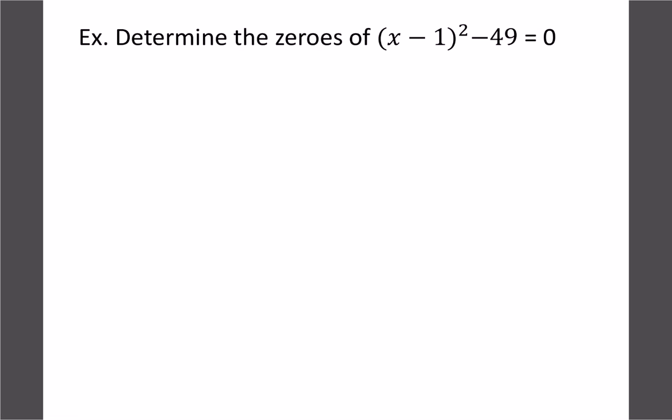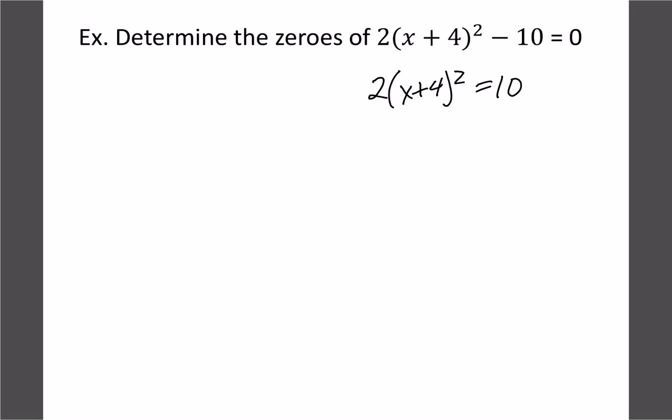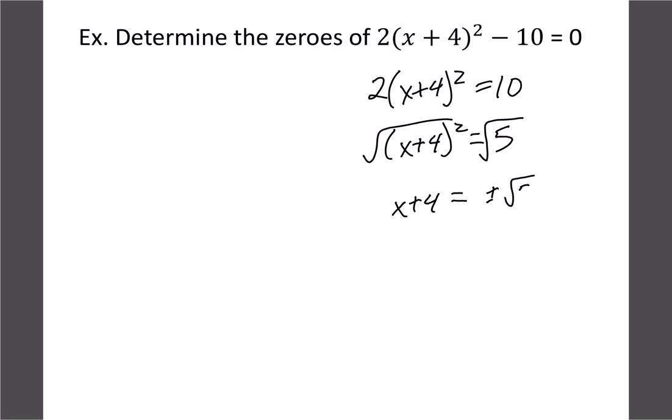Okay, so we'll try another one. Oops, that's the same equation. So let's try this one. We've got a 2 in front. Same thing, isolate the squared part. So let's bring the 10 to the other side. Then we'll divide by 2. So 10 divided by 2 is 5. Now we'll square root both sides. So we actually get x plus 4 equals plus or minus square root of 5.